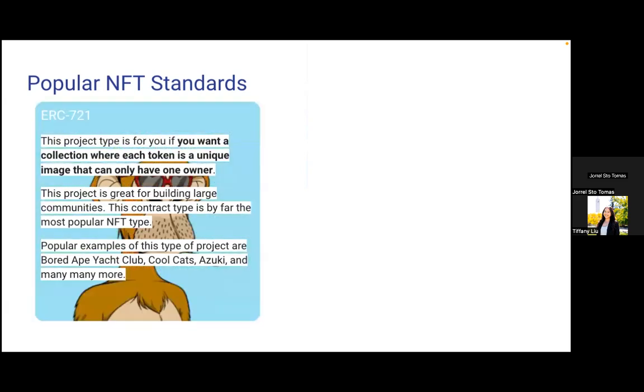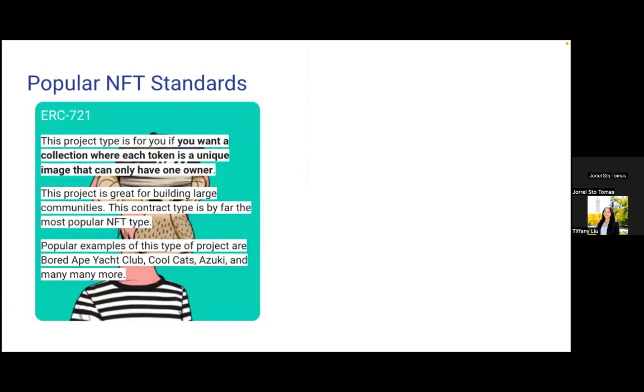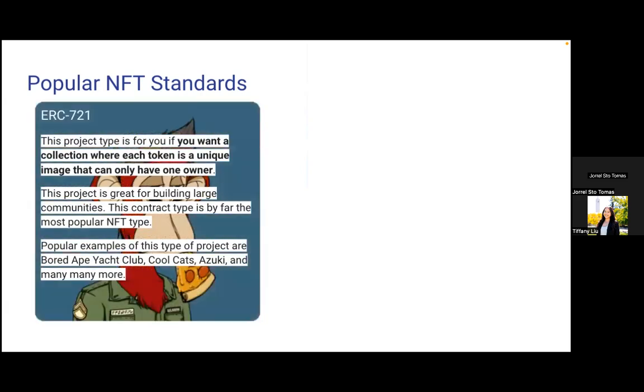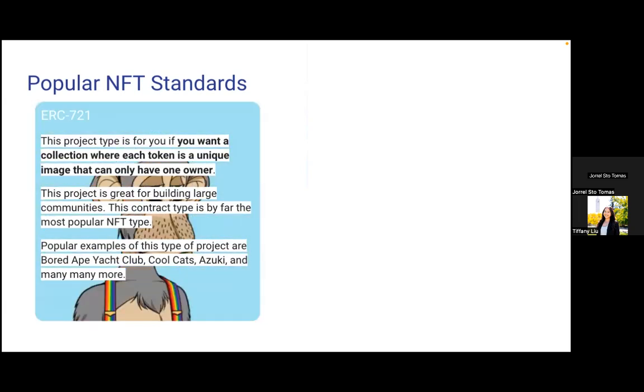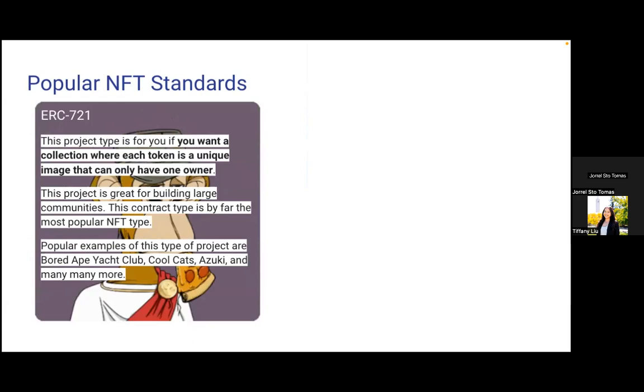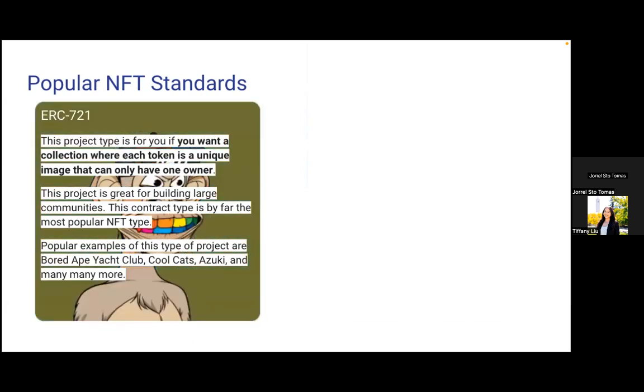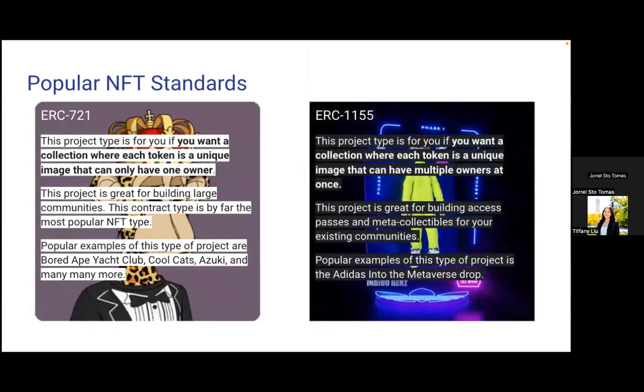You'll get why I'm saying that soon. But anyway, some other ones are Cool Cats, Azuki, Valhalla was pretty recent, and a few other ones, Nakamigos. So that's a bunch of words to you guys, but those are the popular 721s right now. And then you have the 1155s.